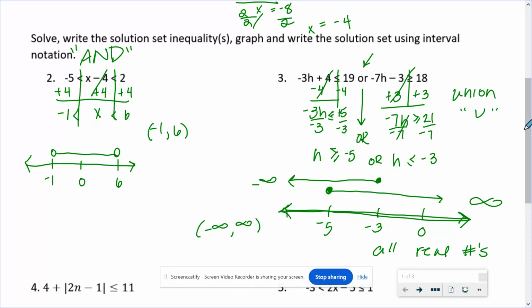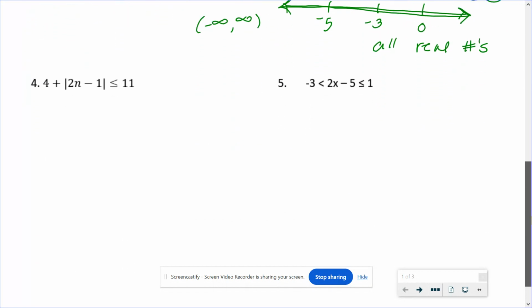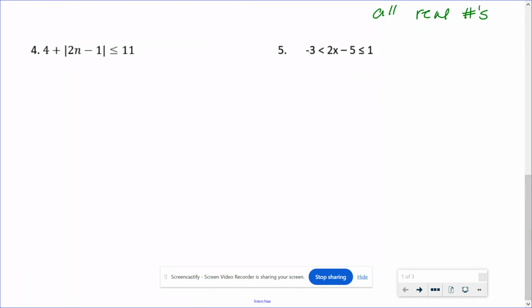Okay, moving on. Number 4 and 5. Now we're getting into an absolute value inequality, whereas this one is not. So make sure you know the difference between when I'm going to have to break it up and make it into 2, versus something like this.